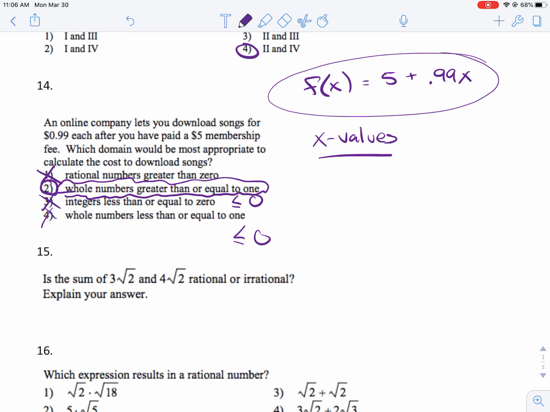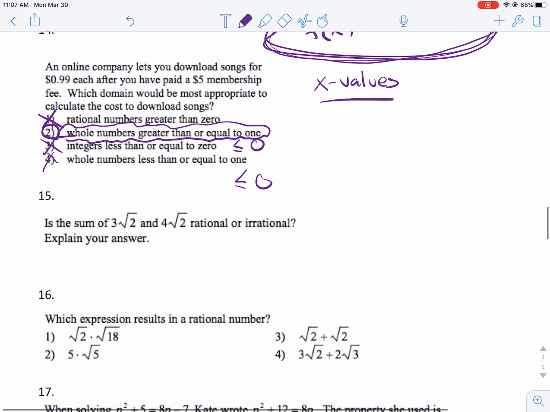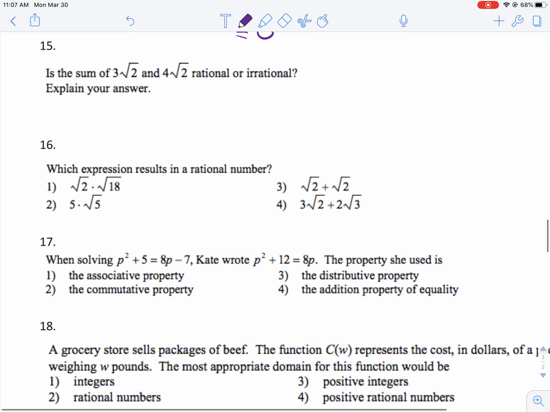Okay? Now why does it say greater than or equal to 1? Because if you didn't download any songs, well, you still have to pay $5. So snooze, you lose. All right? But you want to at least download one, because otherwise, what are you getting the membership for? Okay? So the answer to number 14, which domain would be the most appropriate to calculate the cost to download songs? We're talking about the x values, and we want whole numbers for x values. We want to download the whole song.